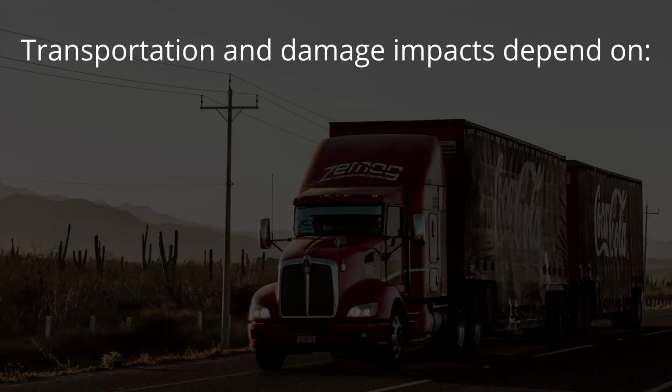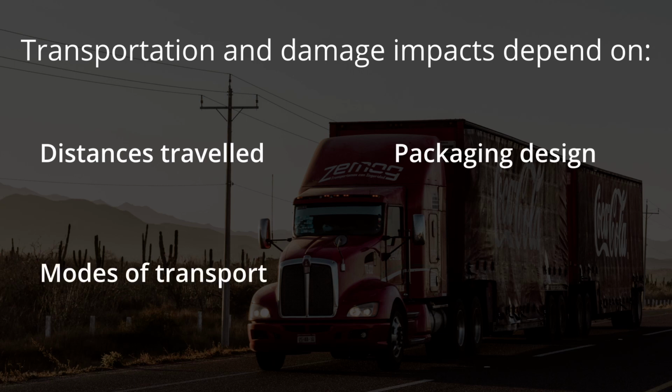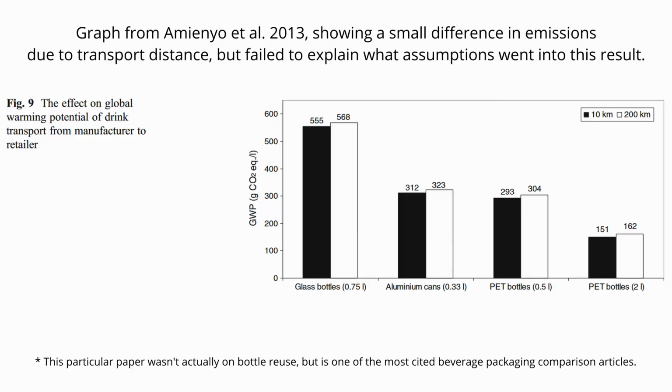Quantifying the specific impact of transportation and damage is complex because it depends on a number of variables, such as the distances travelled, the modes of transport, the packaging design, and the sources of fuel. And unfortunately, comparative studies on different beverage packaging materials fail to delineate transportation and damage-specific emissions. However, some studies on bottle reuse have indicated that these factors are much smaller contributors to the environmental impact than raw material extraction and glass bottle production.